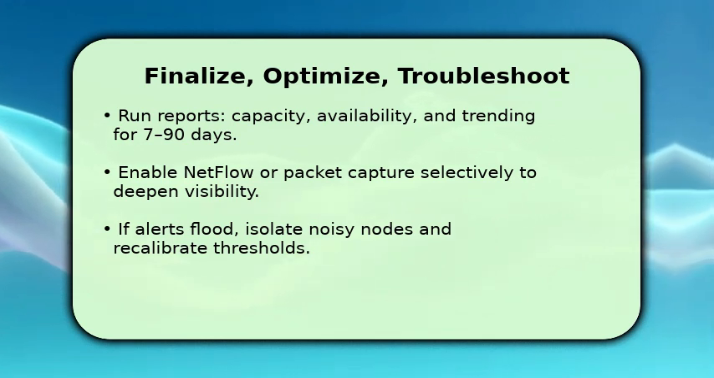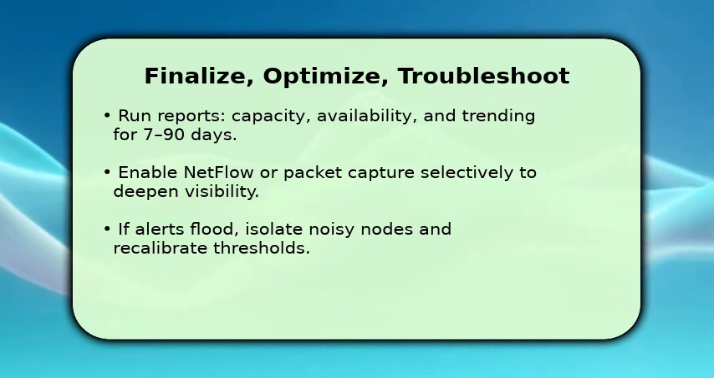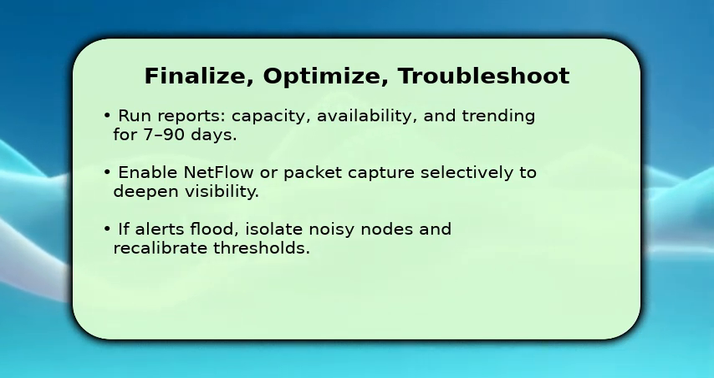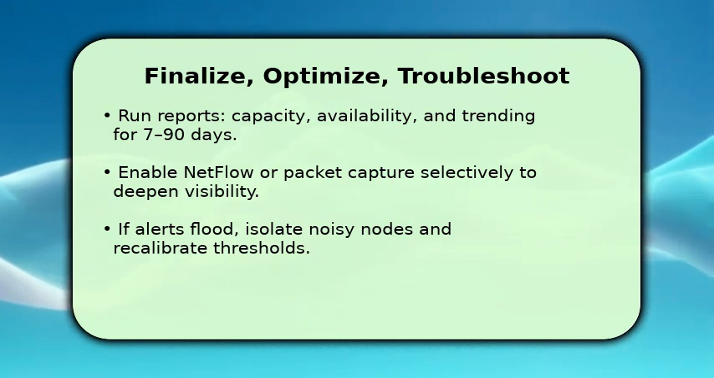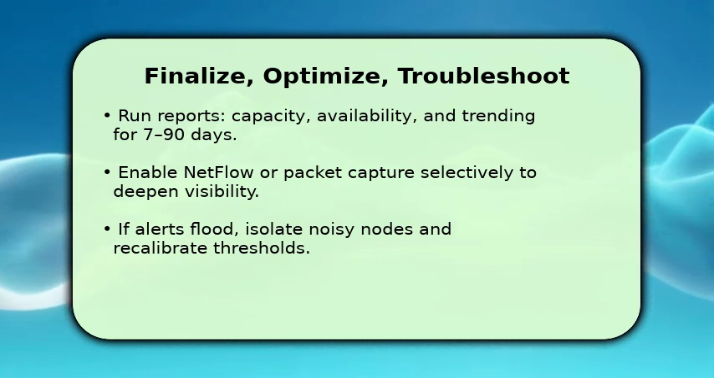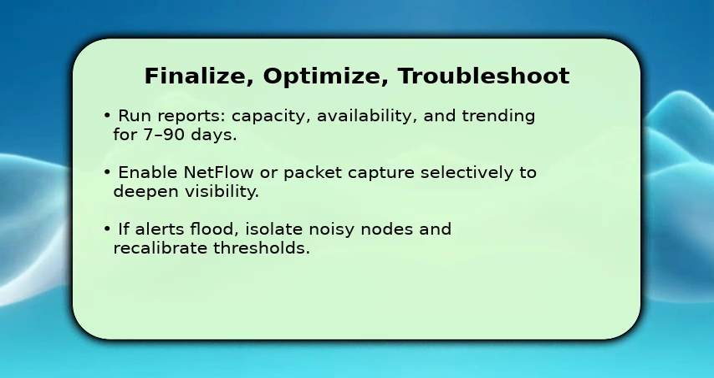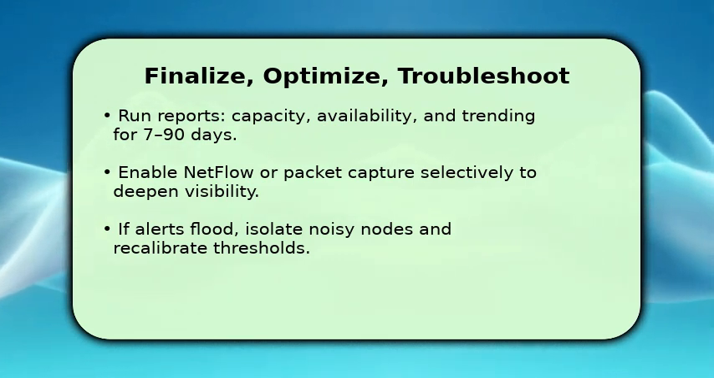Then selectively enable NetFlow or packet captures on high-impact links to identify traffic patterns and root causes. Don't turn on flow everywhere. Once done, optimize retention and database maintenance to keep performance snappy. If alerts flood your console, isolate the noisy node, mute or throttle its alerts, and recalibrate thresholds before reintroducing it into production monitoring.